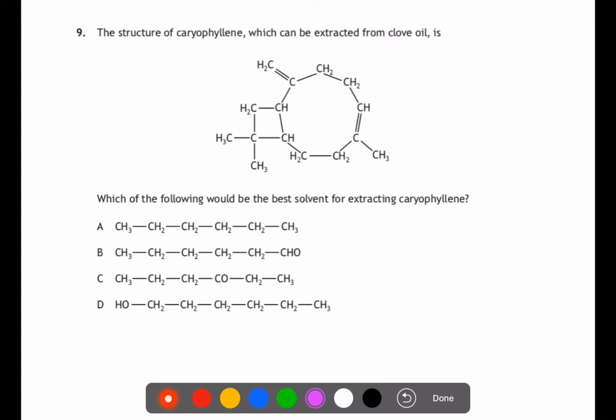Question 9. The structure of caryophyllene, which can be extracted from clove oil, is shown below. Which of the following would be the best solvent for extracting caryophyllene? So this molecule has only carbons and hydrogens. We have no hydroxyl or amine functional groups. Therefore, this is going to be highly soluble in something which only has carbons and hydrogens present. Therefore, this would be most soluble in A.